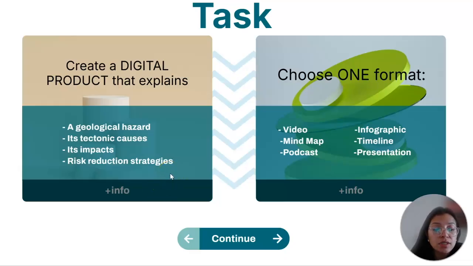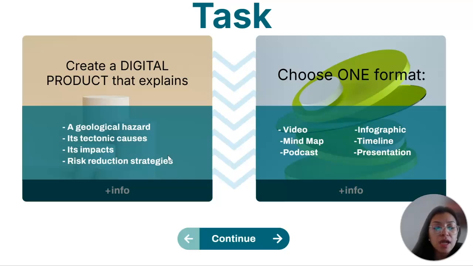The communication, the language, is planned explicitly using the language of, for, and through learning. Students practice academic functions like defining terms, describing processes, and explaining cause and effect relationships. The cognition is going to follow Bloom's taxonomy, starting with remembering and understanding basic concepts, moving to analysis, comparing case studies, and ending with creation, the final product, and evaluation.